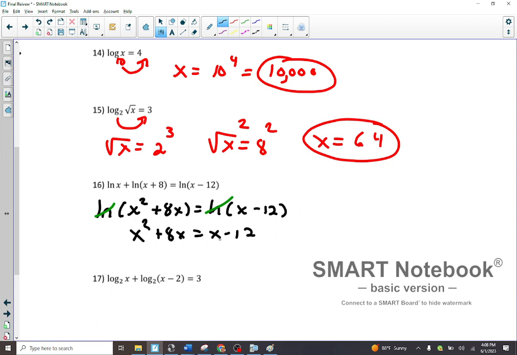Next. So we're going to rewrite this to set it equal to 0. X squared plus 7x minus 12 equals 0.